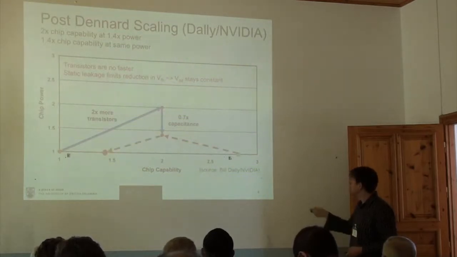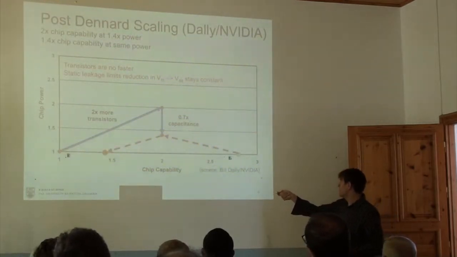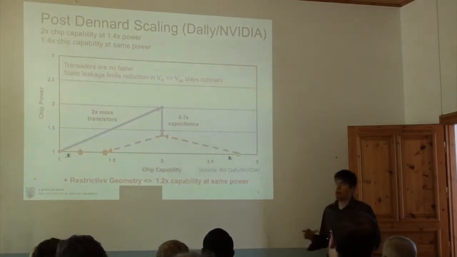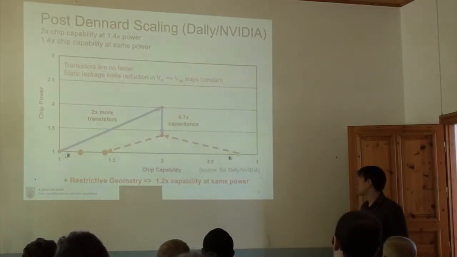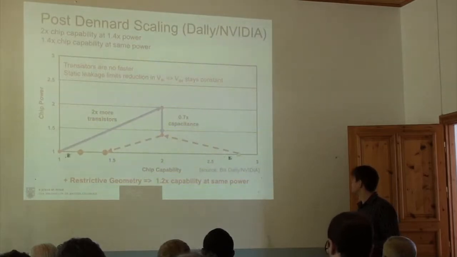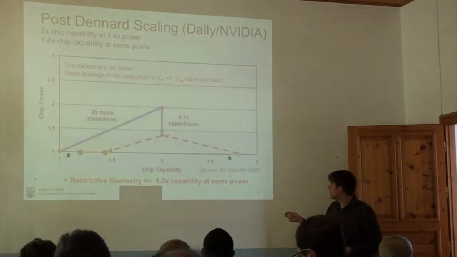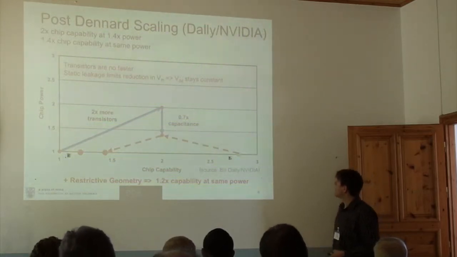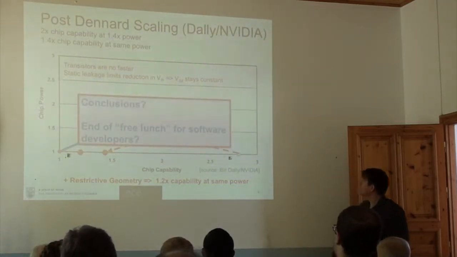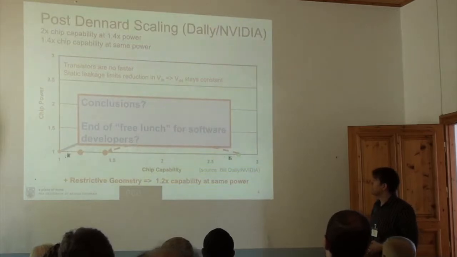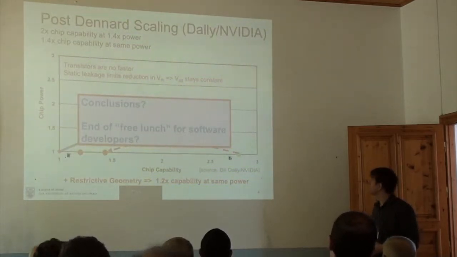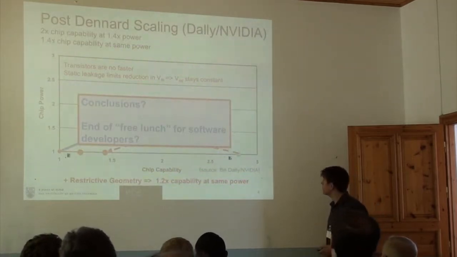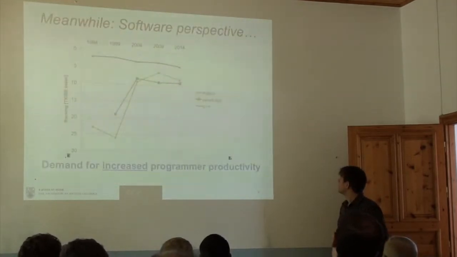So we end up scaling down to here somewhere, and if we looked at that, it would be about 1.4, but it gets actually worse because geometries aren't scaling uniformly, and so in recent process nodes it's been about 20% improvement in chip capability at the same power. Maybe 30% is a better average number. So one conclusion is that we're rapidly reaching the end of the free lunch for software developers. And anybody who's visited Google or Facebook knows that they really like their free lunch at those companies.